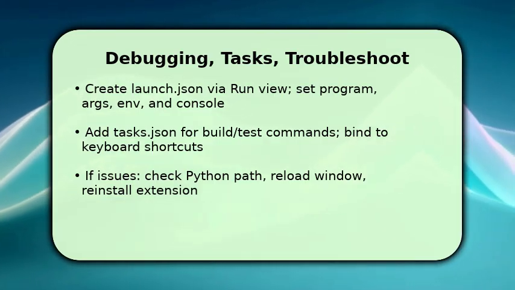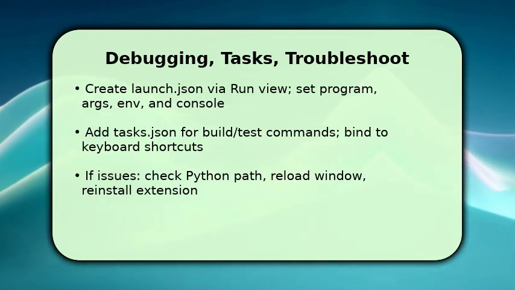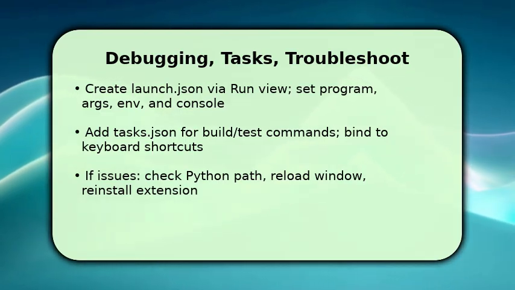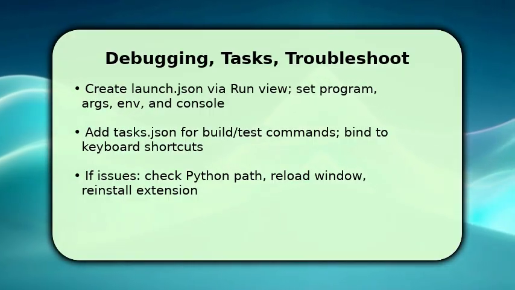If something breaks, first verify the selected Python path and check .vscode/settings.json, then reload the window. If problems persist, reinstall the extension. That often resolves activation or language server issues.